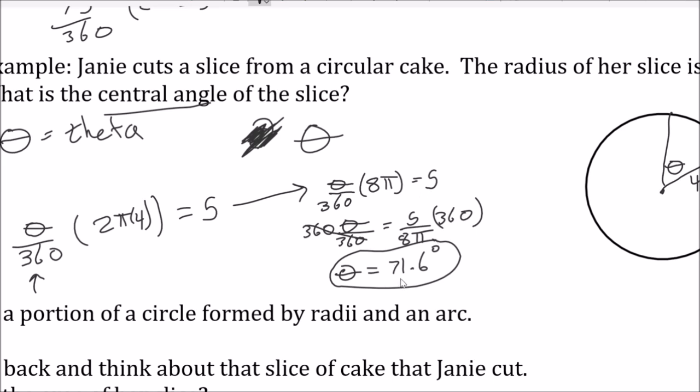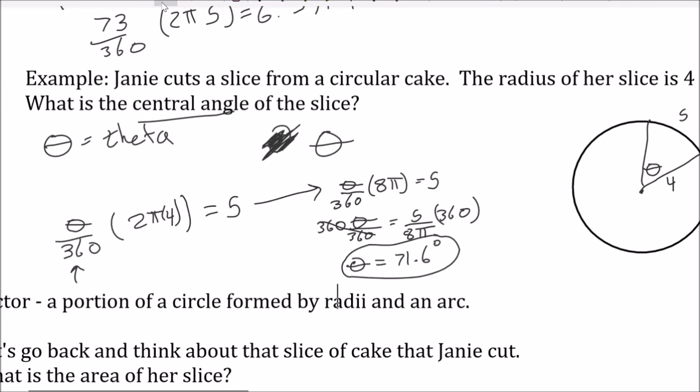So it looks like she had a pretty good size slice of cake there. 71.6 degrees is a pretty hefty slice. That sounds like the kind that I would probably cut for myself, knowing me, but there it is.